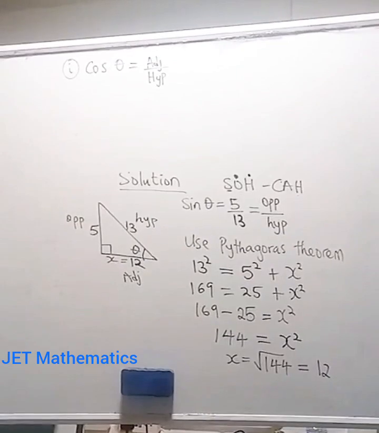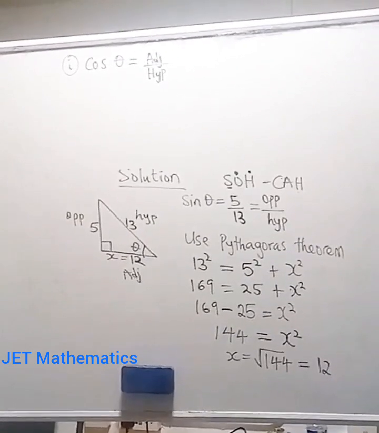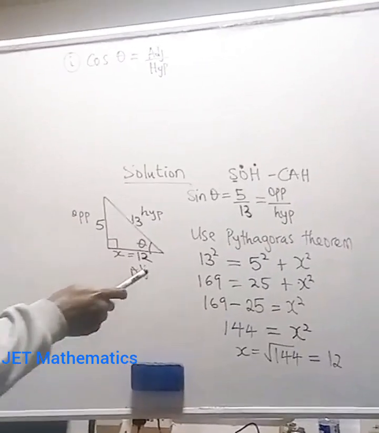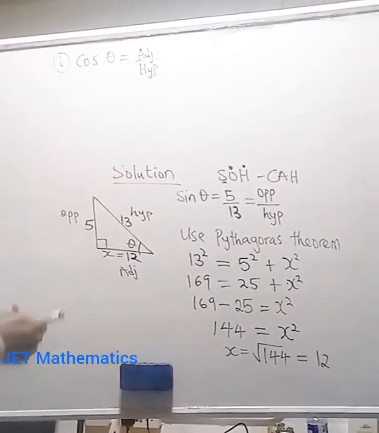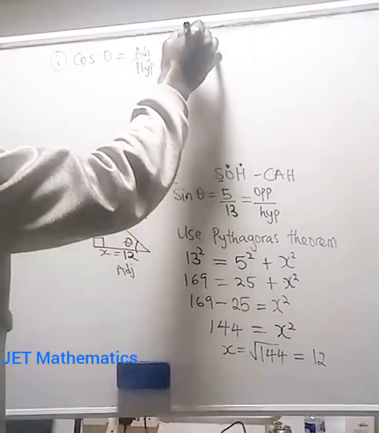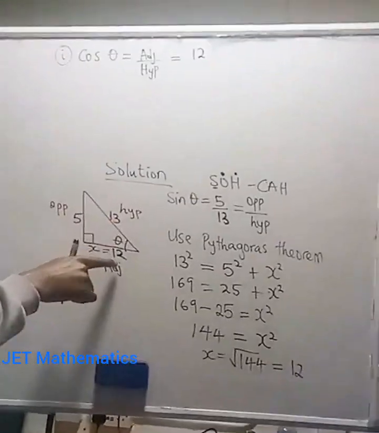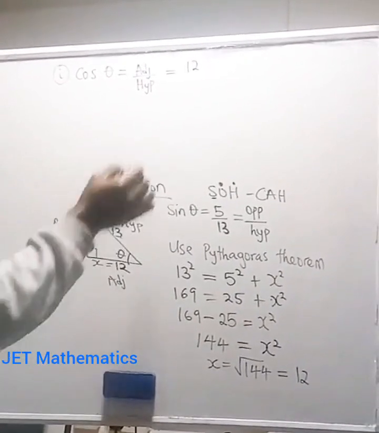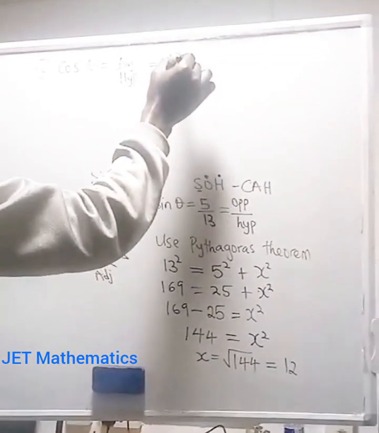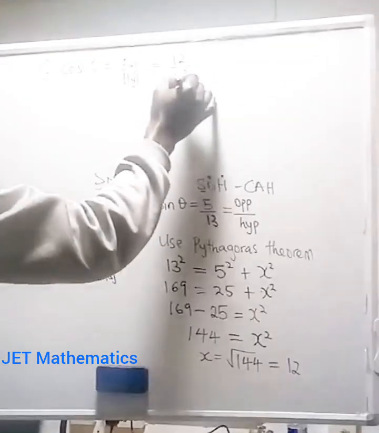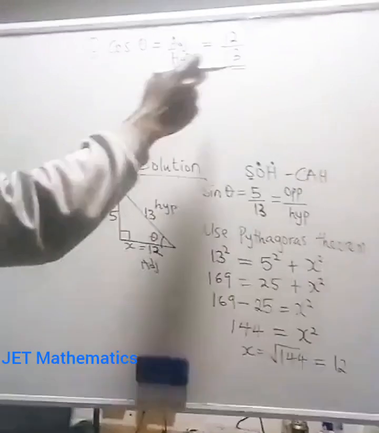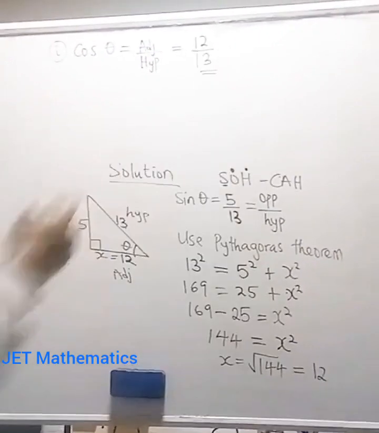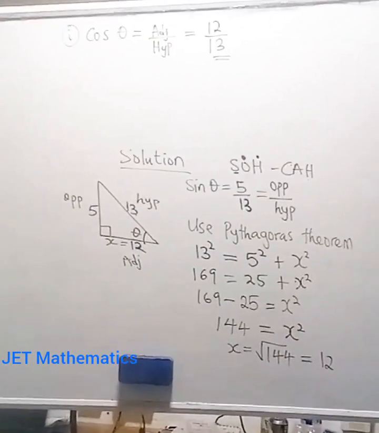Adjacent over hypotenuse, okay? So we already know our adjacent. Our adjacent is 12, and our hypotenuse is 13. So we are done with this. So cos theta is 12 over 13. Very easy.